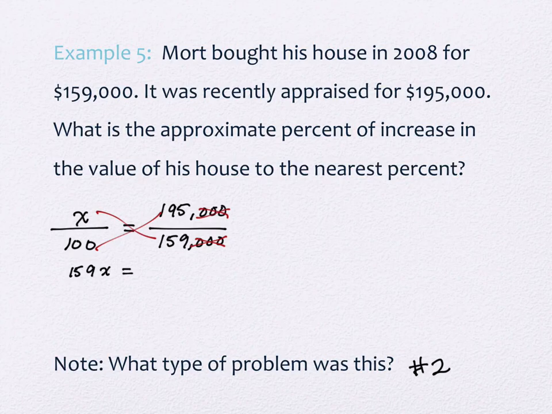159x if I cross multiply without those zeros. And then I have 195 and then a couple of zeros times my 100, so 19,500. We'll divide by the 159. And what do we get? Yeah, and let me actually write it out the way you just said. 122, what was it? Okay. All right, so 122.64.